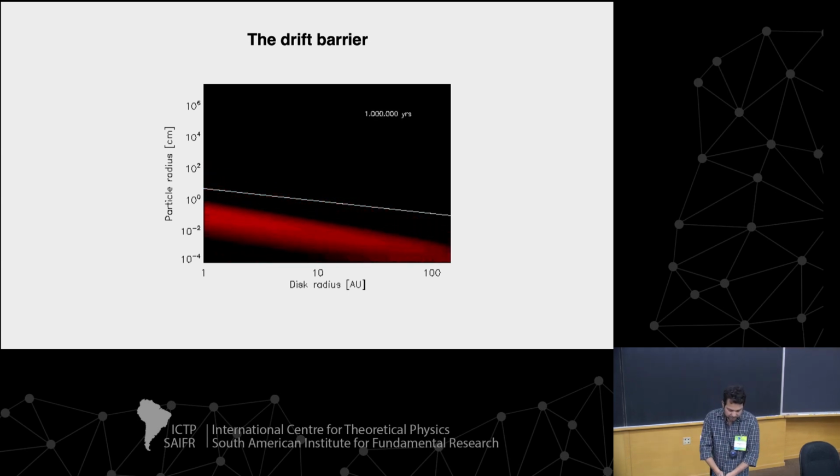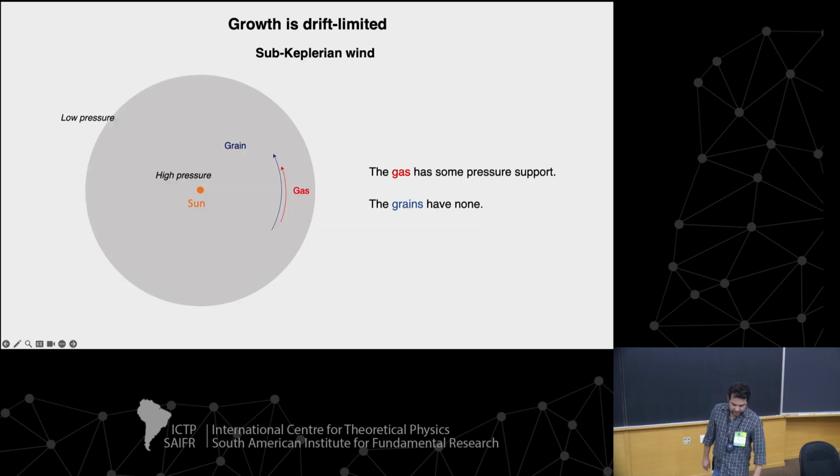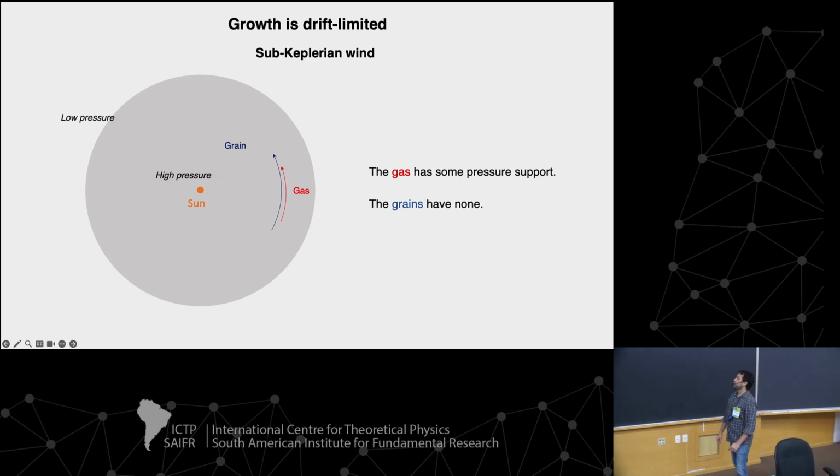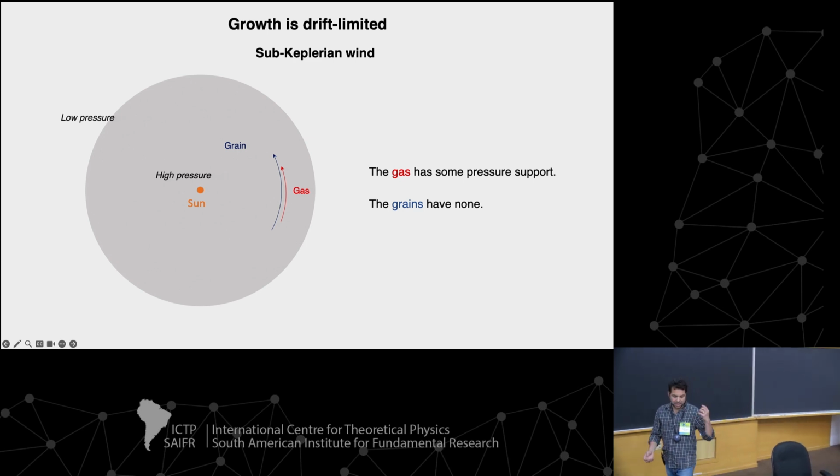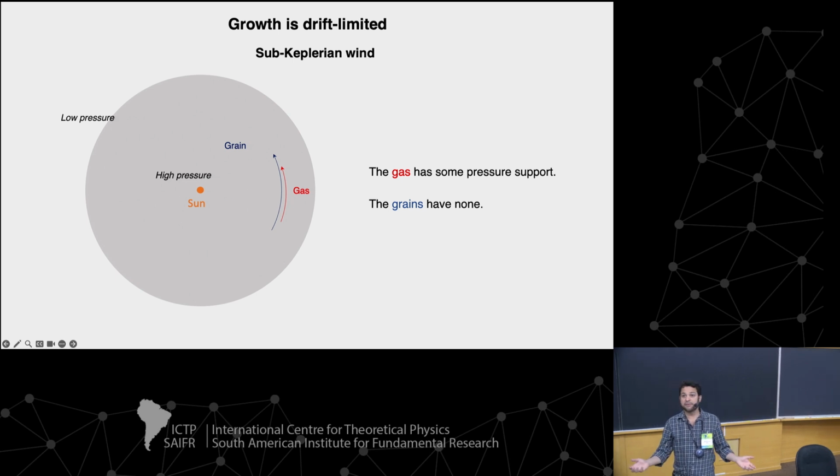But first, why are these grains drifting? To understand that, we need to understand the structure of the disk. That's something that we didn't talk about yet. The reason why these dust grains are drifting is because the gas and the grains are subject to slightly different forces, right? You have gravity from the star. You have the centrifugal force. And in the case of the gas, you have the gas pressure. But in the case of the grain, you have a drag force, right? The grains are not feeling the pressure.